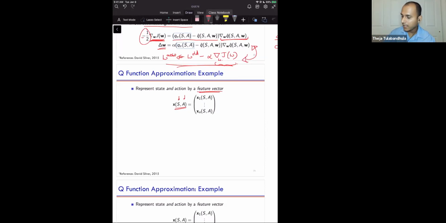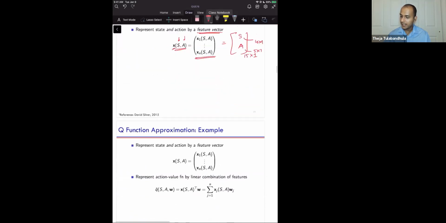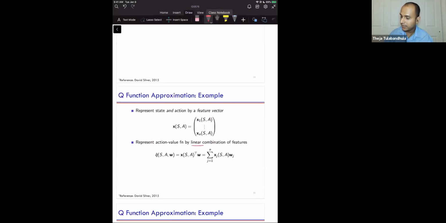Then you can create a feature vector using those two. One simple, trivial feature vector is just to have S and A. So this would be 15 cross 1, because I just said S is 10 cross 1 and A is, let's say, 5 cross 1. You can drop the x part if you want, but this is a more general representation for a feature vector, which depends on both state and action.